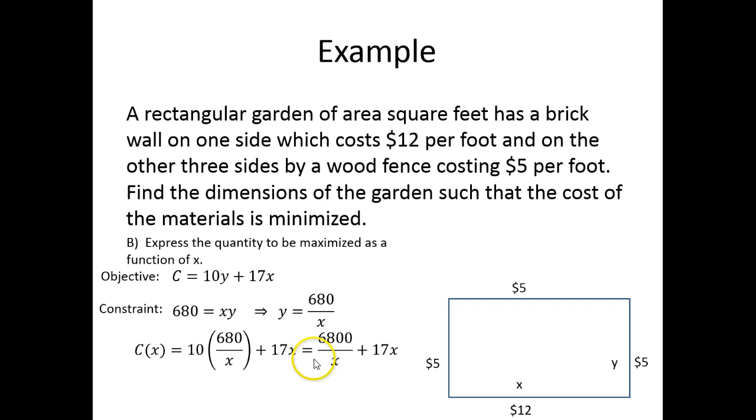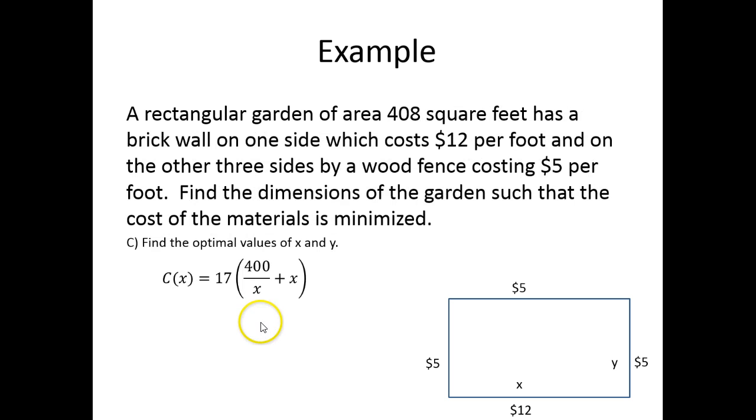This is where I'm going to do a little bit of a trick. This isn't something you have to do. I find it much easier to do. I'm going to factor out a 17 here. The reason I can do that is that clearly the 17x is divisible by 17, but the 6800 also happens to be as well. So our cost function is 17 times 400 over x plus x. The reason I do that is when I go to take derivatives, it's easier to take the derivatives of terms with smaller numbers.